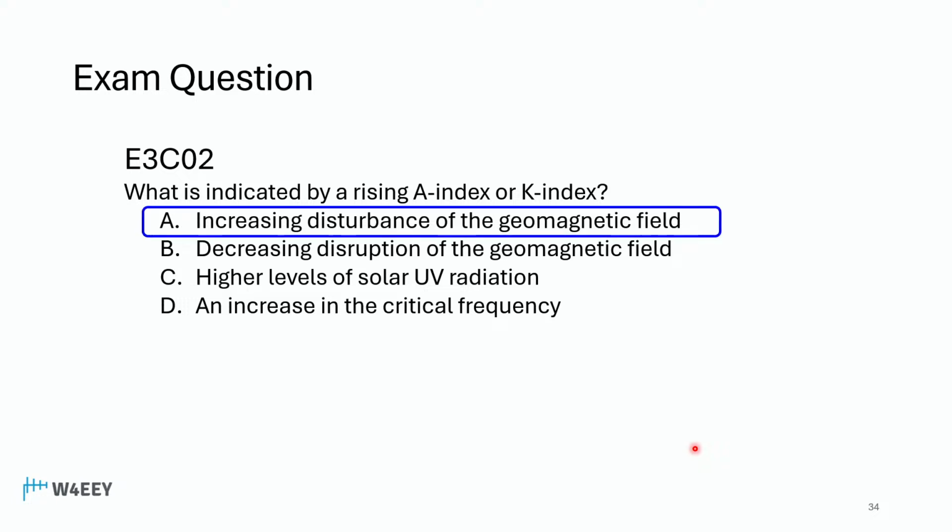Alpha. Alpha, increasing disturbance of the geomagnetic field. You want the K index to be low.